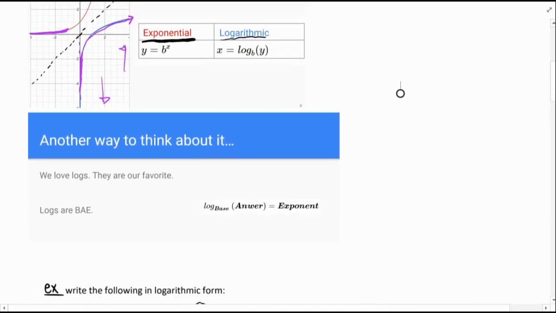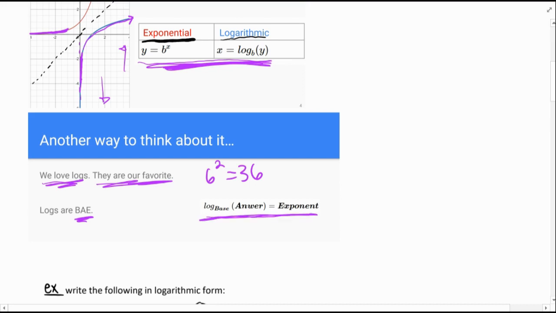If we look at exponential and logarithmic, another way to think about how to rearrange it is something that will never leave your head: we love logs. Logs are the best. We are so excited to be working with logs. Logs are bae. What we mean by that is, if I have 6 to the power of 2 equals 36 and I'm trying to change that into a logarithm, we take the base of this exponent, so it's going to be log base 6, because that's the base. Then the answer, which is 36, equals the exponent, which is 2.